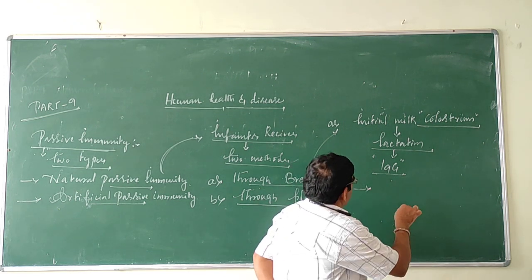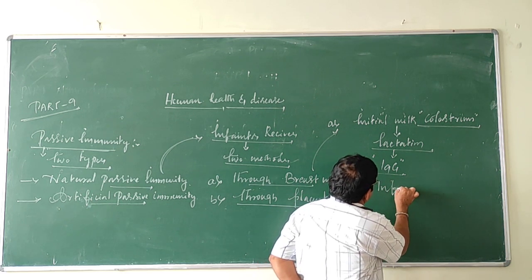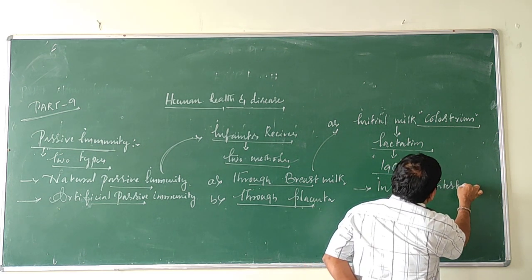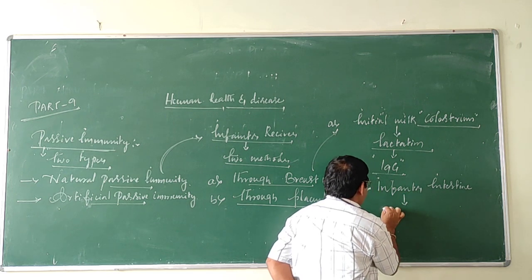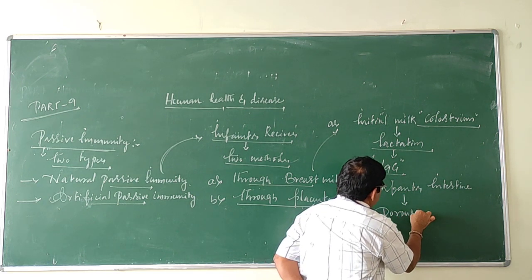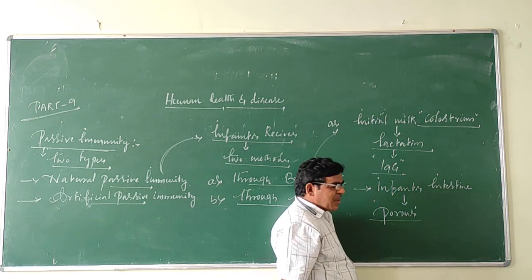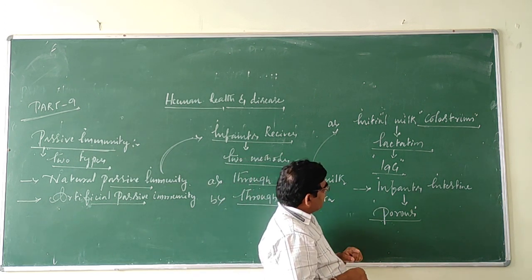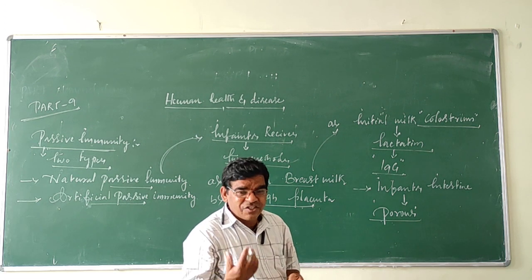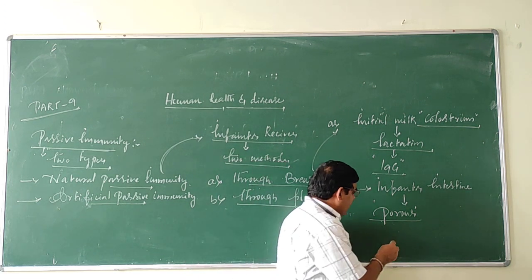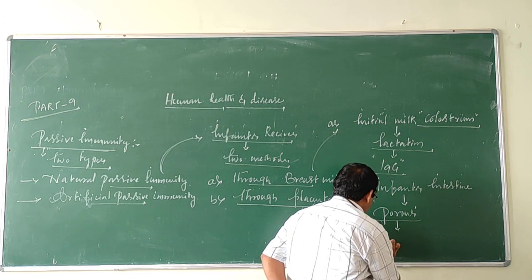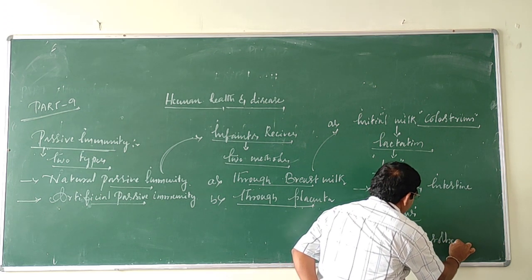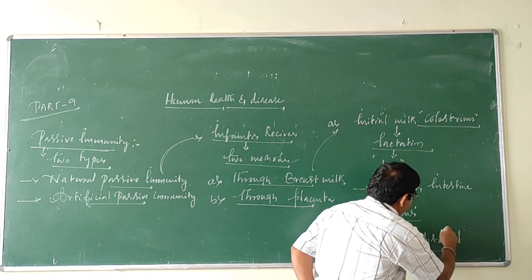Then the infant's intestine is porous in nature. That's why the antibodies IgG and IgA are directly absorbed.